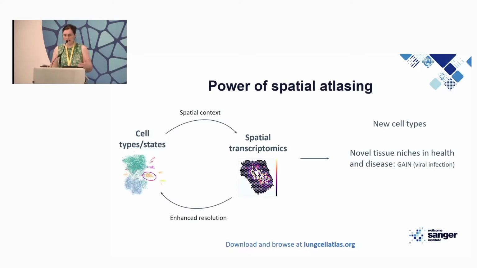Identify novel tissue niches like the gland, and something I didn't really touch on but I think is also really important is identifying spatial gradients related to organ function, such as immune response and oxygenation for the lung, for example. And again, I'd just like to highlight that you can download and browse all of this data yourself at lungcellatlas.org.